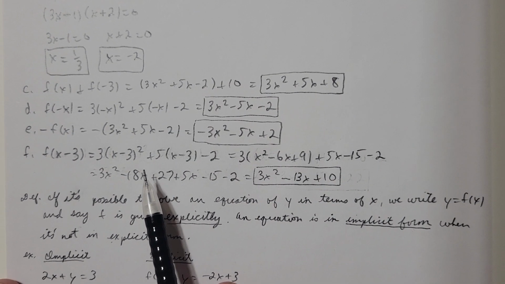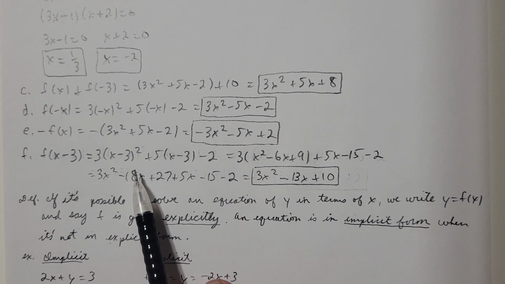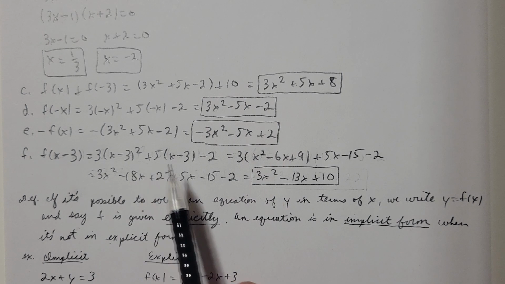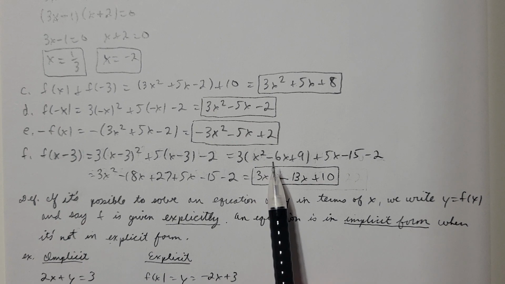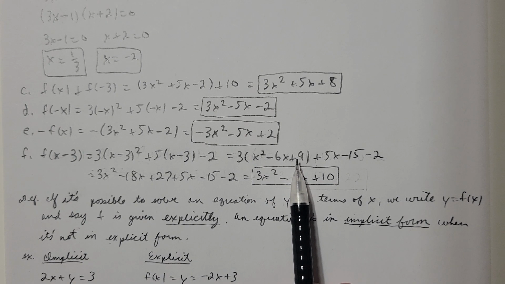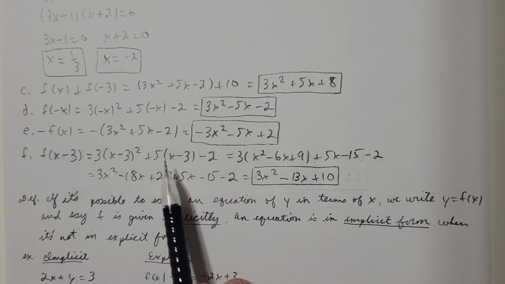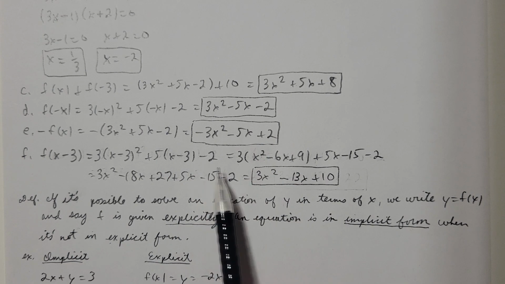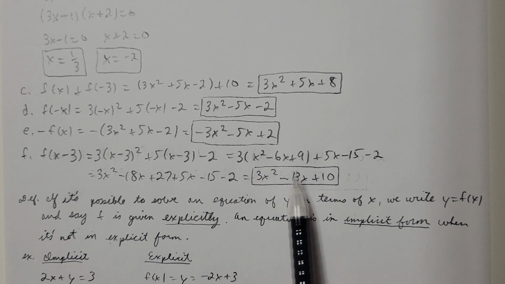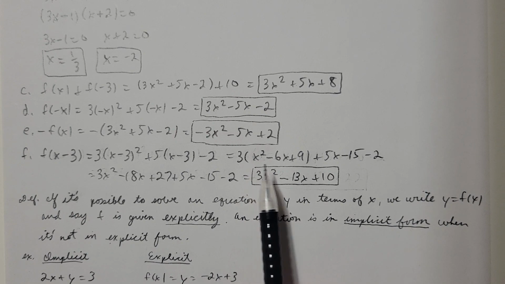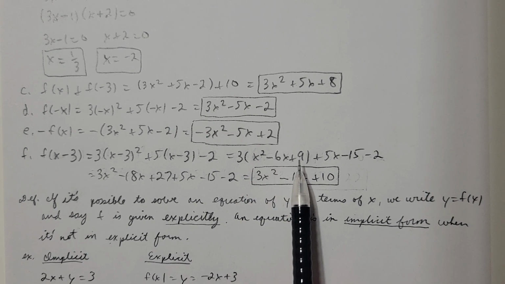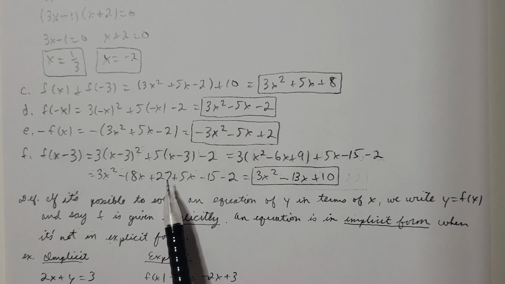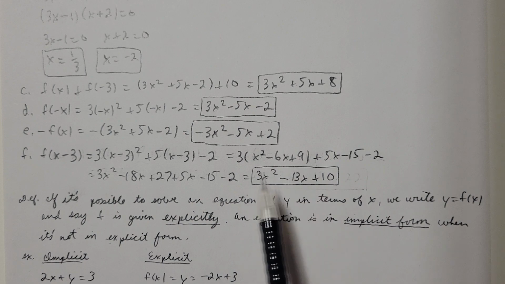x minus 3 squared, that's the same thing as x minus 3 times another x minus 3. When I FOIL that out, that would be x squared minus 6x plus 9. Okay? And then I'm going to distribute this 5 into these two terms, so it'll be plus 5x minus 15, and I got the minus 2 at the end. Next thing, let's distribute the 3 into these three terms. Okay? So that's what I'm doing right there. I got 3x squared minus 18x plus 27 plus 5x minus 15, minus 2 at the end.